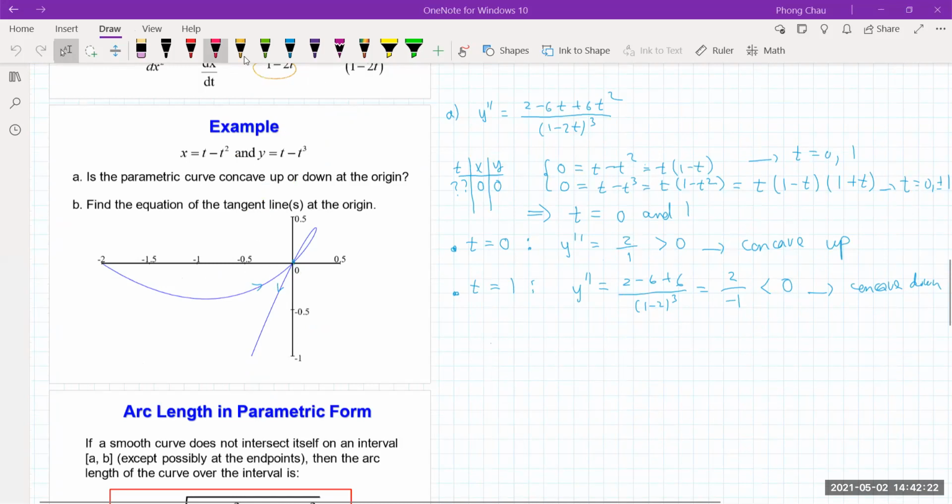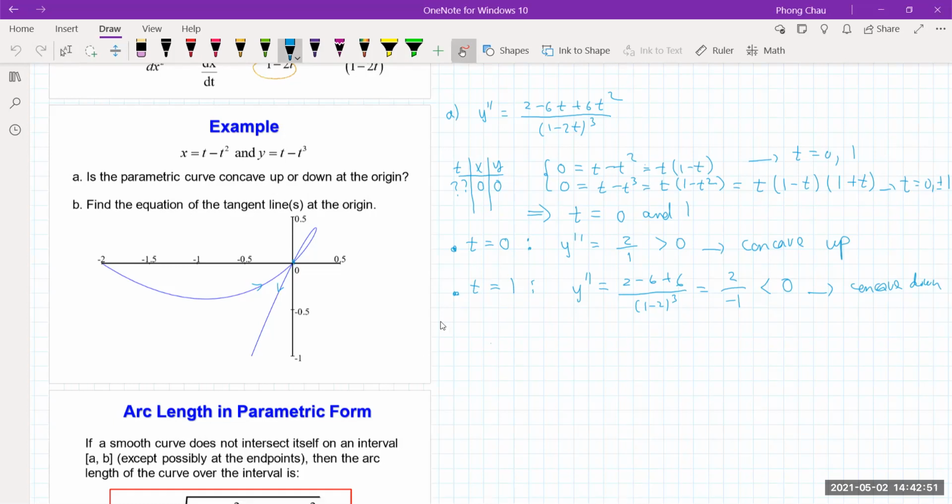So what we do is we've done A, we check the concavity, whether the graph is concave up or concave down at the origin. And so the answer is false. It depends on which part of the graph that we're looking at. Okay, so let's look at part B. Find the equation of the tangent lines at the origin.